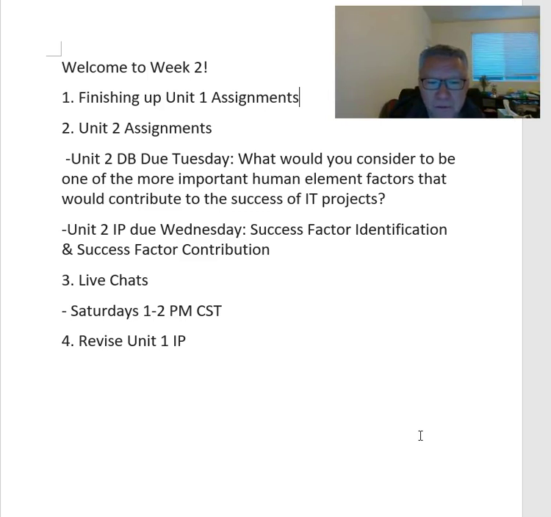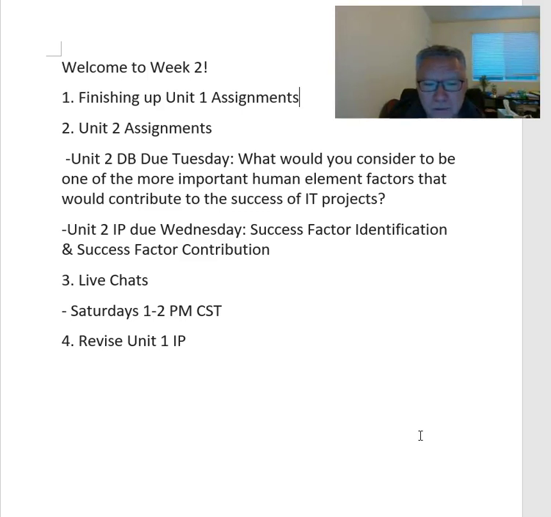Those are the due dates and the assignments that you need to do. Tuesday is going to be the discussion board, and Wednesday is going to be the individual project. So I want you to make sure that you submit those 2 assignments on time. The discussion board can be started by tomorrow, as soon as you submit the week 1 discussion board.